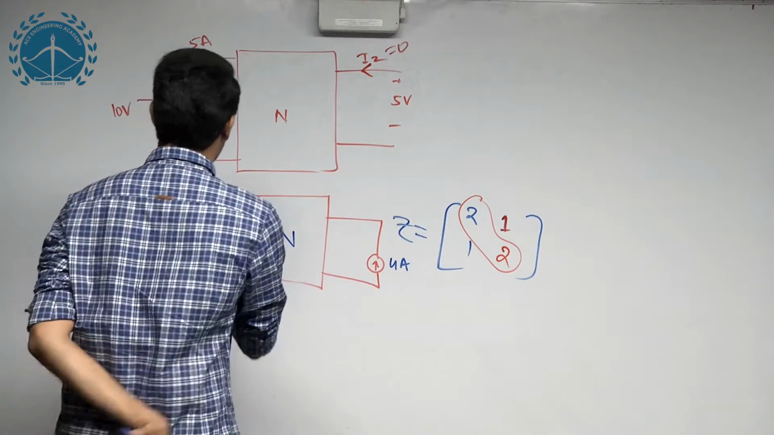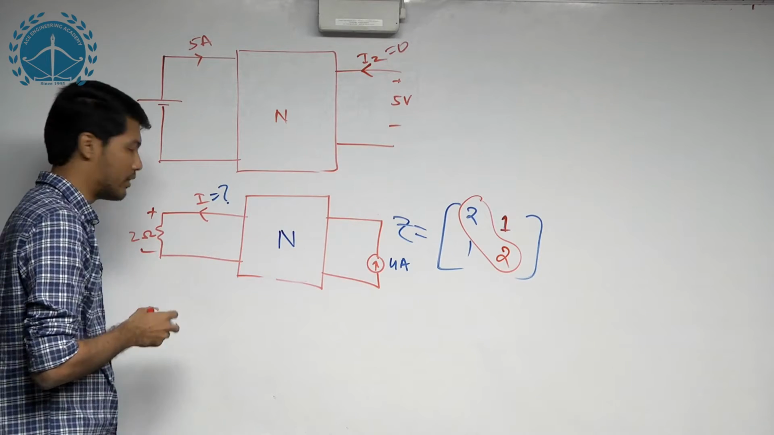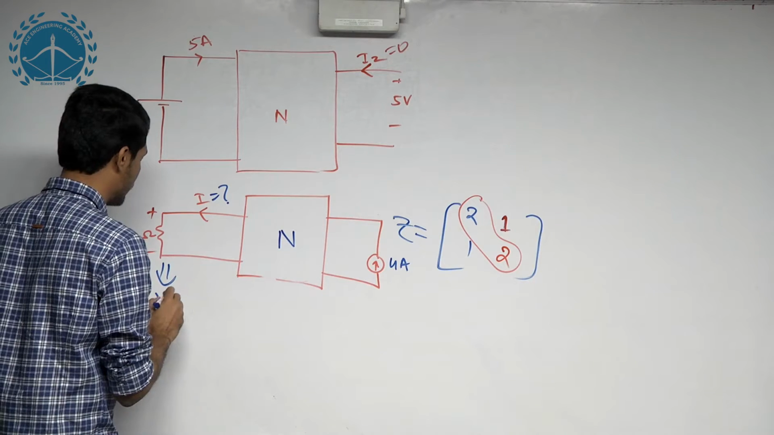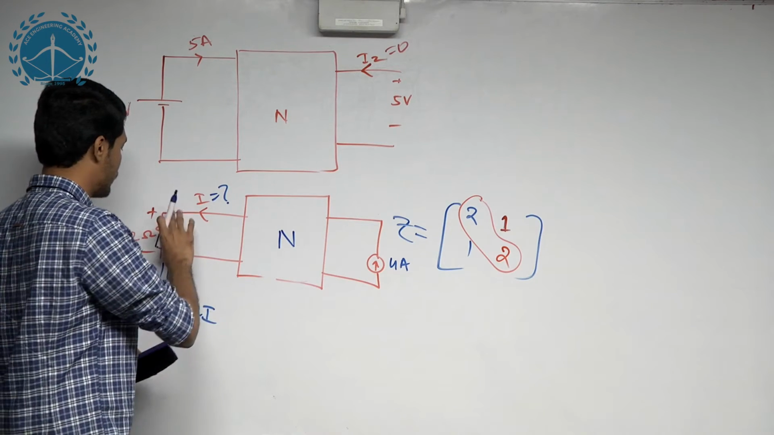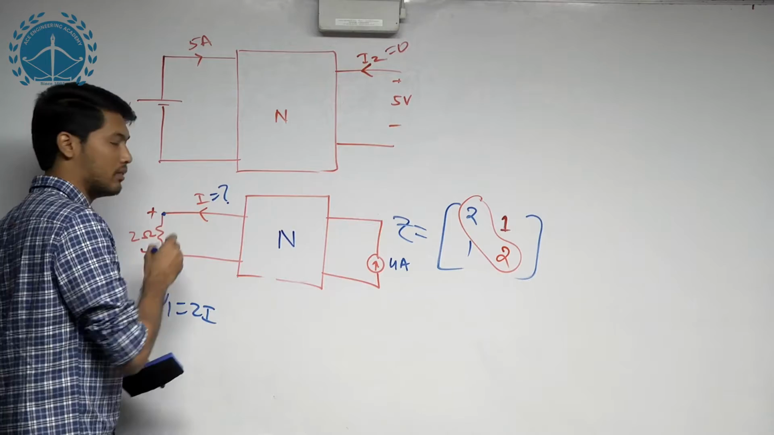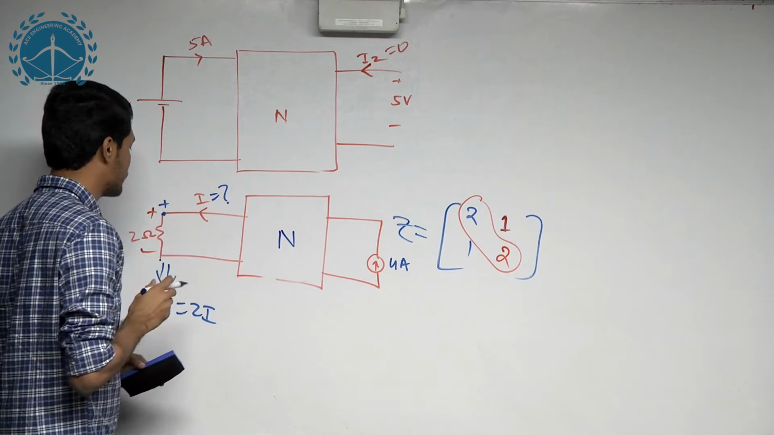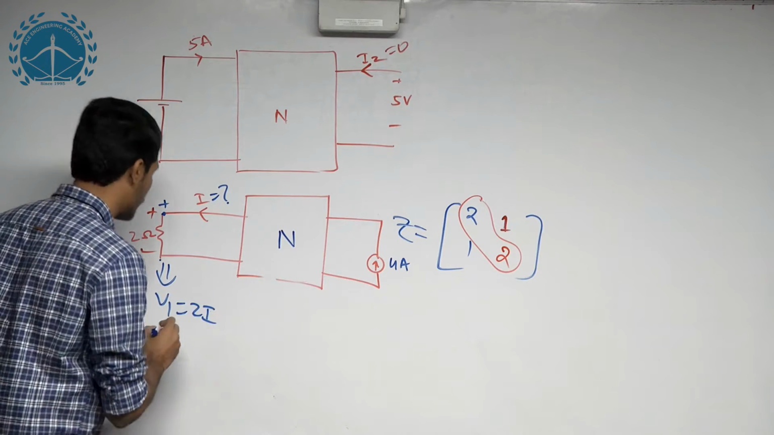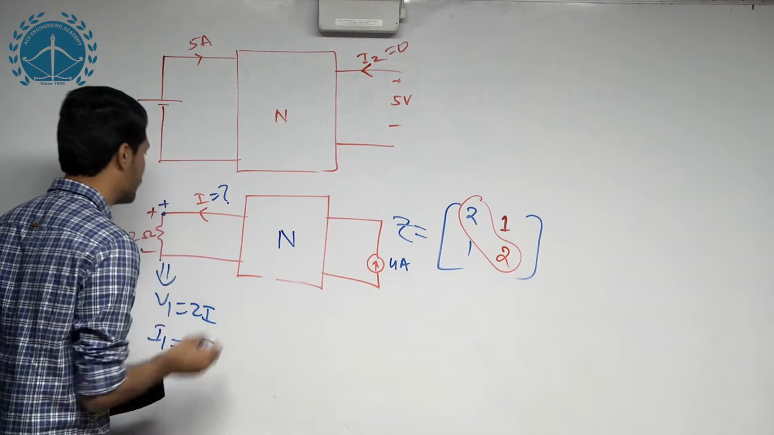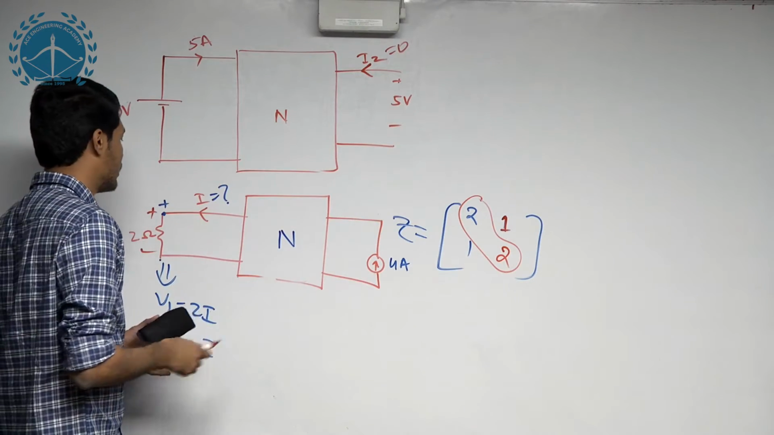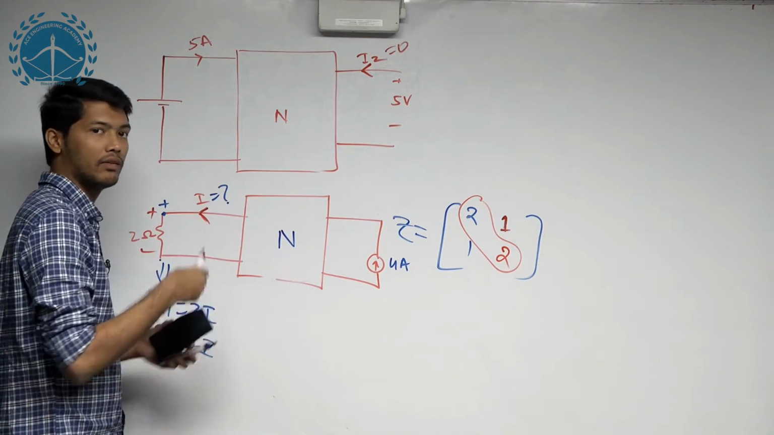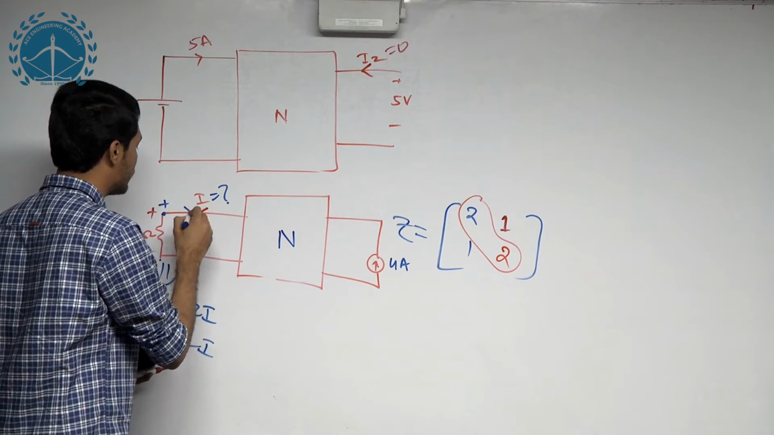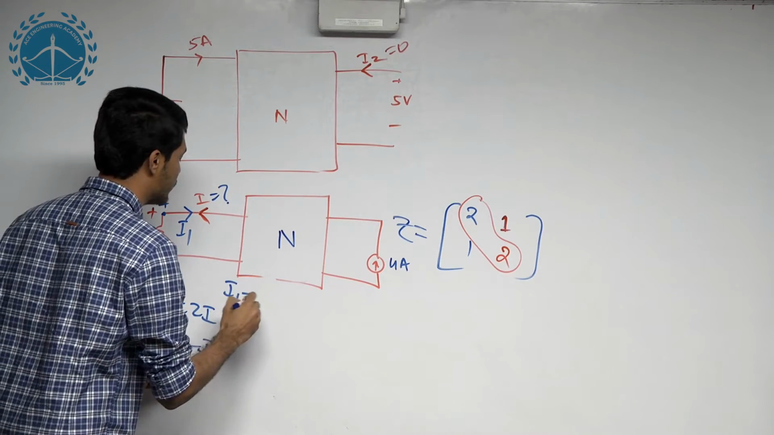Now here, what is the value of V1? V1 is nothing but I into 2, so V1 is equal to 2I. You can see the top terminal is positive with respect to the bottom, which is why current is flowing from top to bottom. V1 is equal to 2I, whereas I1 is equal to minus I, because the direction of I is given out of the network. As I initially told you, the convention is into the network. So I1 is equal to minus I.